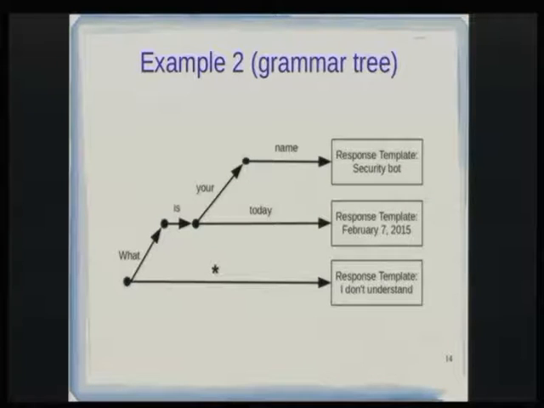And so this is what the grammar tree looks like for something that's a little more complicated. And it turns out that AIML, whenever it reads in the files, it breaks it into a tree grammar just like this. So if you have 1,000 rules, then there's going to be 1,000 of these branches. But it's going to organize everything so that it walks this tree until it finds the response template that matches it.